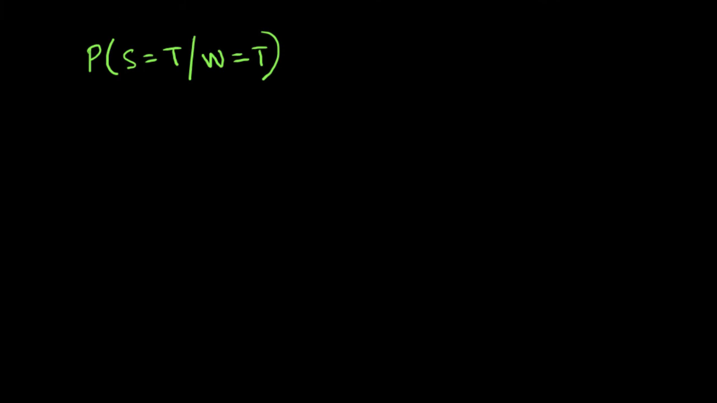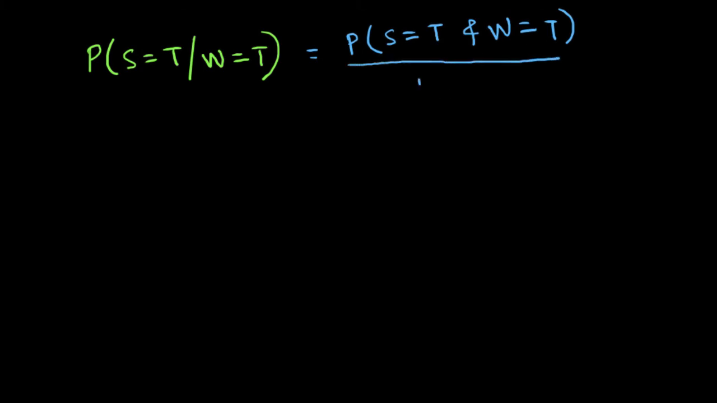So to do this, we again are going to use Bayes theorem. So first of all, this is equal to probability of S is equal to true and W is equal to true divided by probability of wet is equal to true. This is just simple probability theory, nothing else.